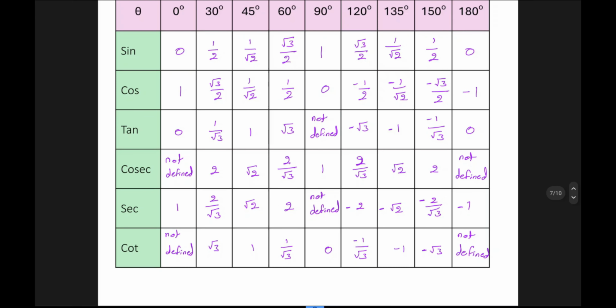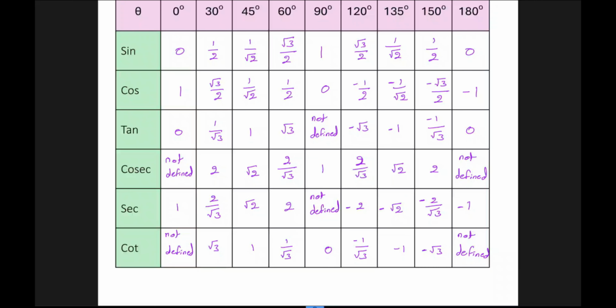Coming to secant, it is similar to cos, only the inverse value, reverse value. 1 by 1 is 1. Root 3 by 2 becomes 2 by root 3. And 1 by root 2 becomes root 2. 1 by 2 becomes 2. 1 by 0 is not defined. It is not defined here. Here again it acts as a mirror. For the mirror, all the values are negative here. Similar to cos, the values become negative. 2 becomes minus 2. Root 2 becomes minus root 2. 2 by root 3 becomes minus 2 by root 3. 1 becomes minus 1. That's it.